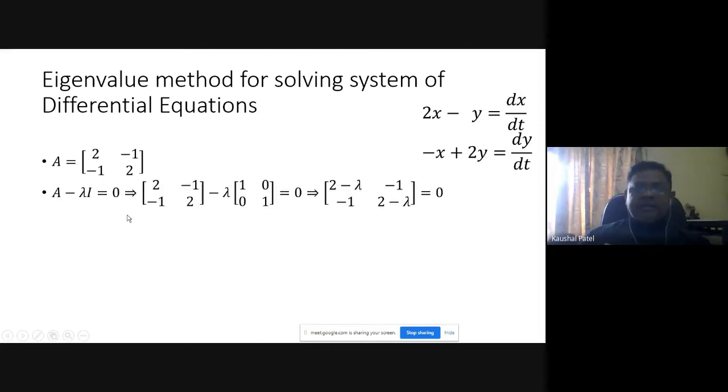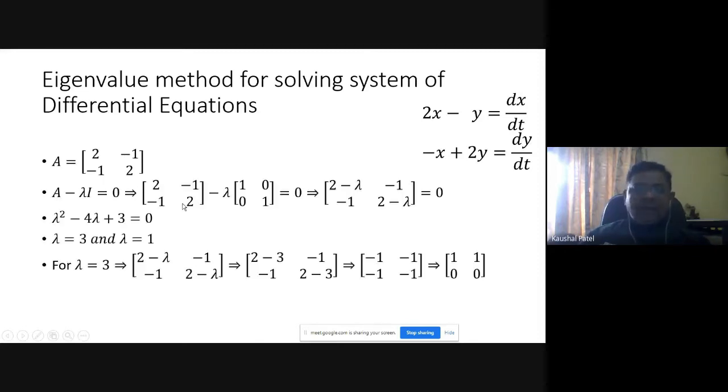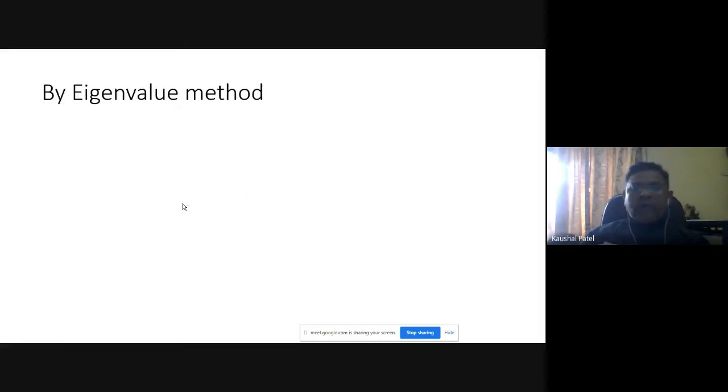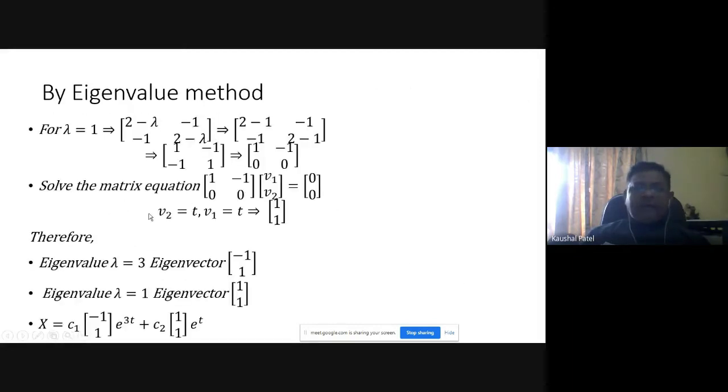So let's say this is nothing but A. We can find the eigenvalues as usual. You can find them, and from the standard forms, we can say the eigenvalue is 3 and the eigenvector is this one. For eigenvalue 1, we can get the eigenvector of this one.